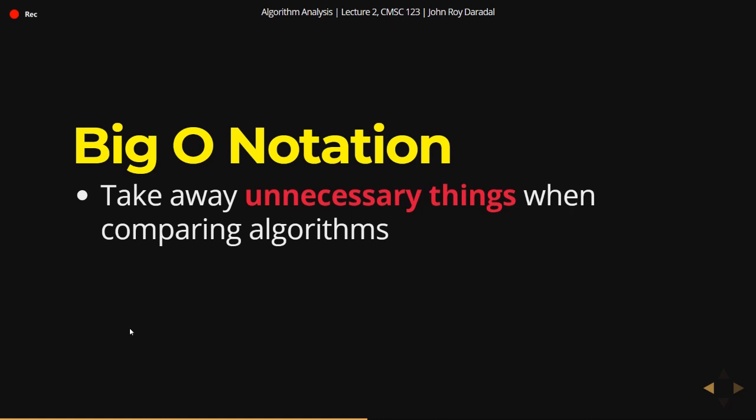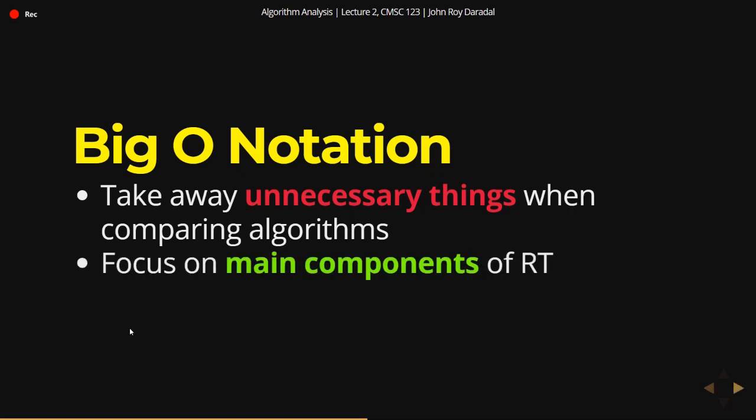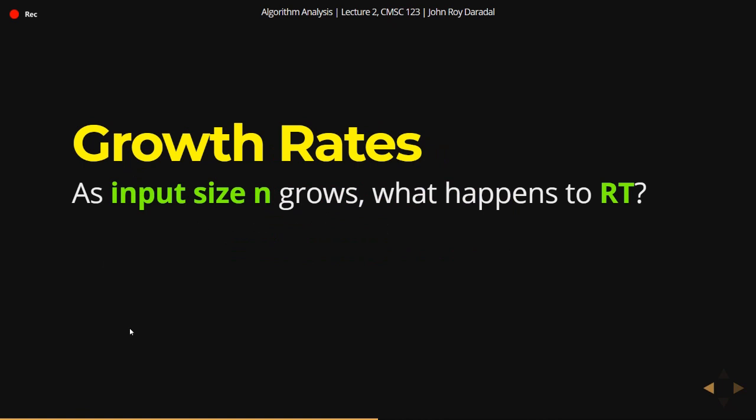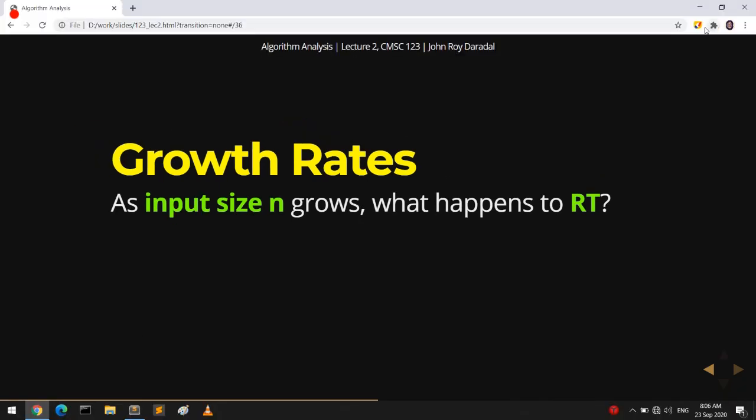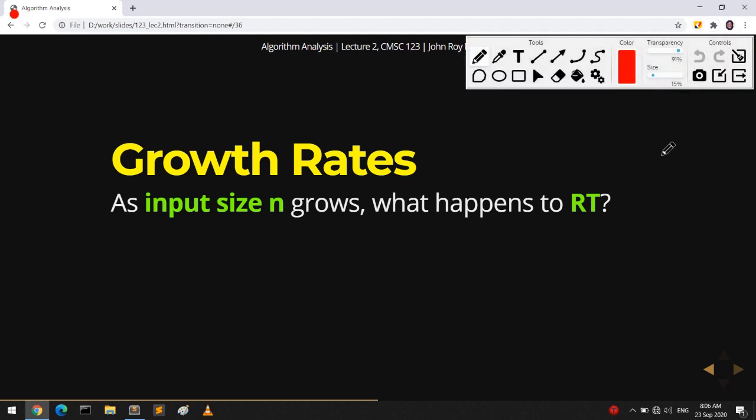So this is where big O notation comes in. So big O notation takes away unnecessary things when comparing algorithms, and it allows us to focus on the main components of the running time. What is the main component of the running time? It is the growth rate of the running time. So what is the growth rate? As input size n grows, what happens to the running time? So let me graph here.